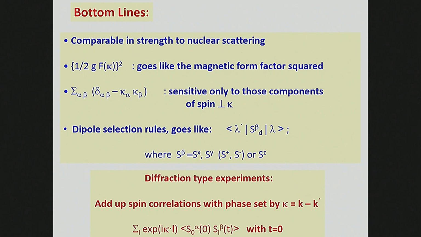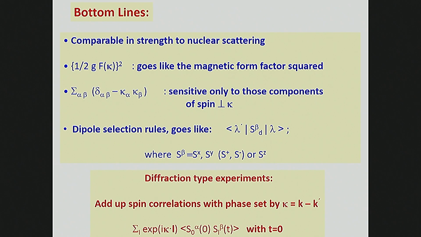So these are the bottom lines for magnetic neutron scattering, and if this is the only thing that you remember, it's not a bad outcome. Okay. So the first thing is that this is not weak scattering. It's usually the case that the magnetic scattering is somewhat weaker than the strongest nuclear scattering, but it's not necessarily the case. There are certainly examples where that's not true. So this is comparable in strength to the nuclear scattering.